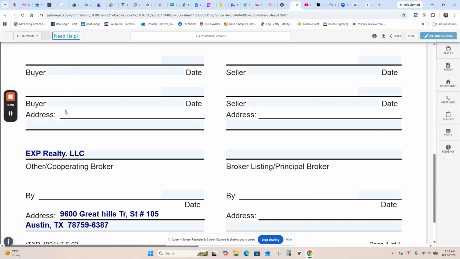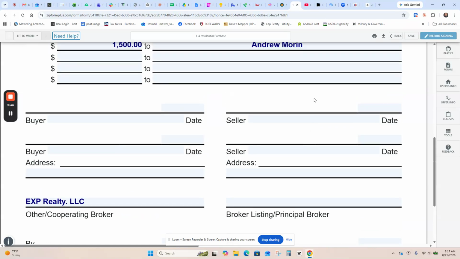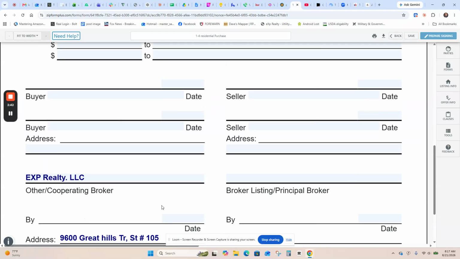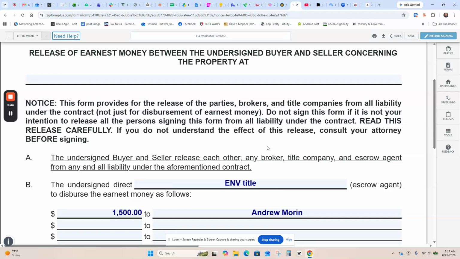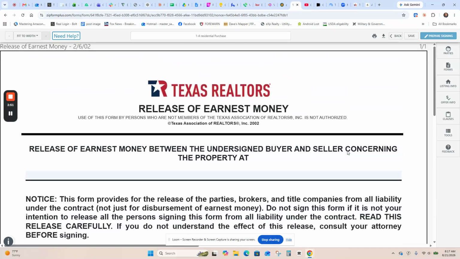So we have our buyer, they sign with the address of the buyer, our broker, from us, and then again, the address of where we are. And then the seller and the seller's agent, the seller's broker also signs. So you can see everybody is listed here. So as they're talking about releasing from liability, all that's included in this form. So this is a pretty important form.